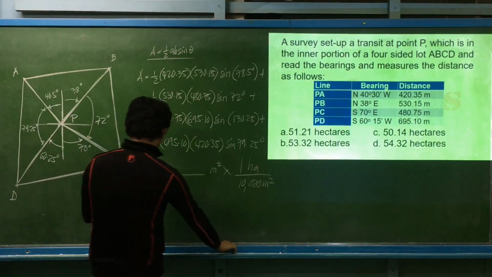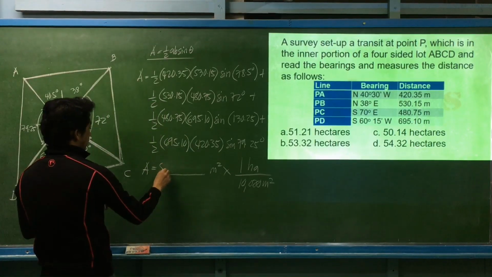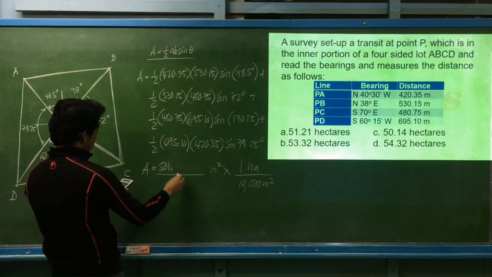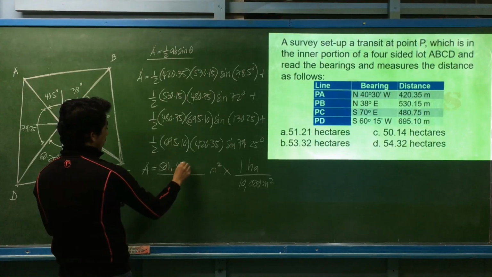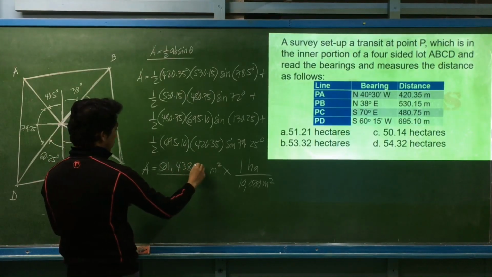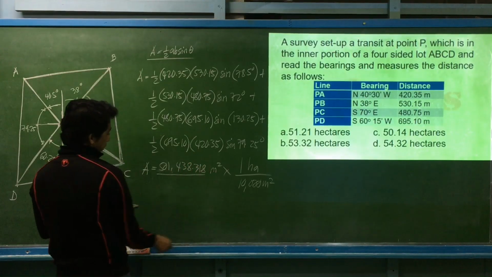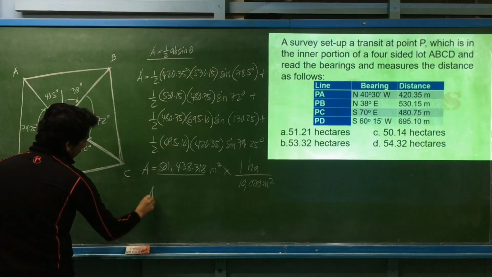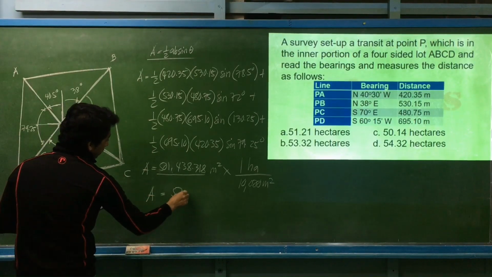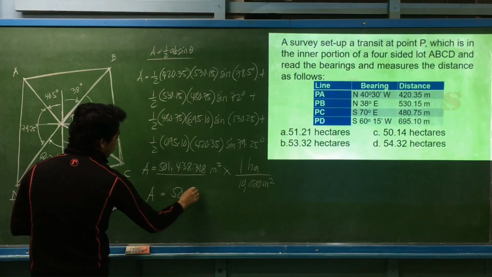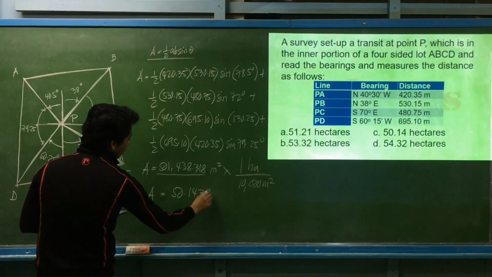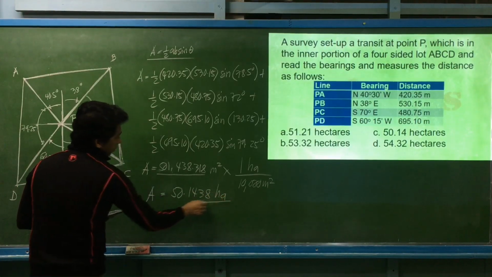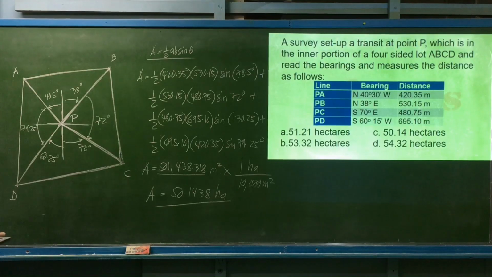Okay, so it will be a 500, 1,000, a 438.318. So divided by 1,000, 10,000. So you have the total area of the lot to be equal to 50.1438 hectares. 50.1438 hectares. So pinakamalapit sa choices, letter C.